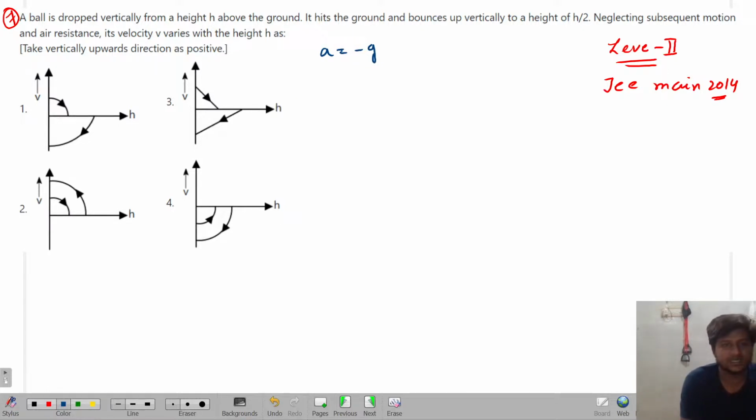Which thing relates velocity and height? First think about that. Velocity and height are related by which formula?